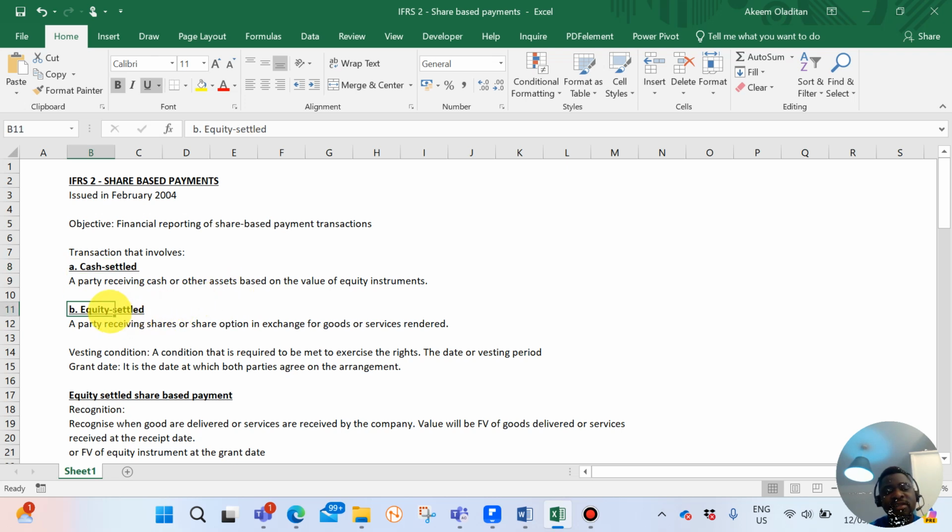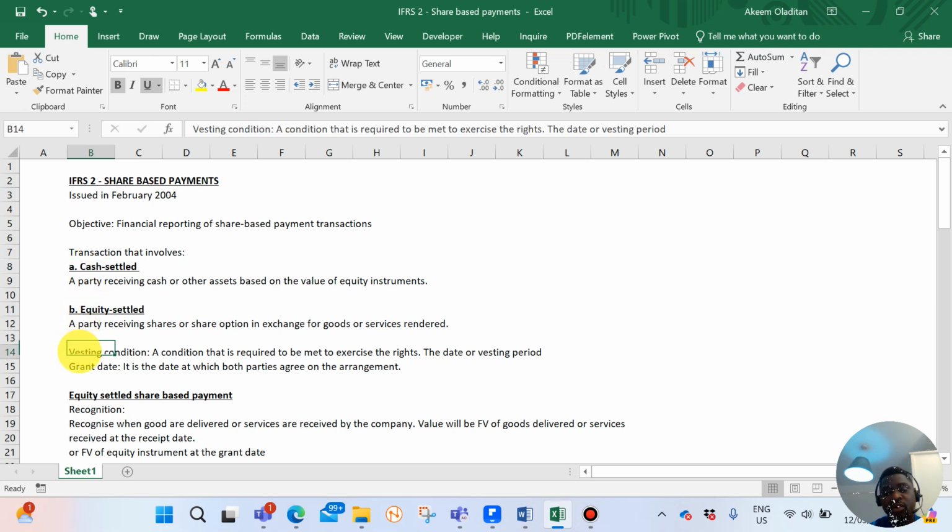The equity settled is when the party agrees to receive equity shares or share options in exchange for the services or goods rendered. So those are the two areas to look out for.